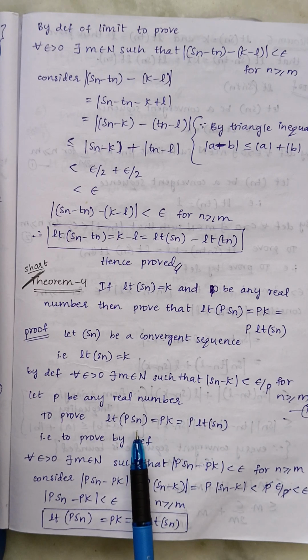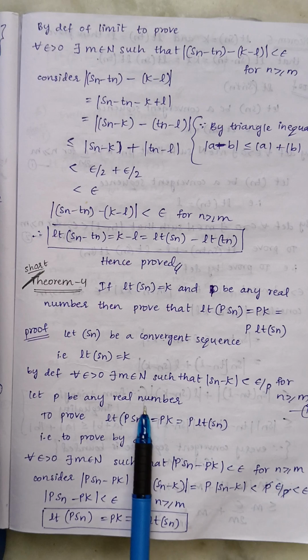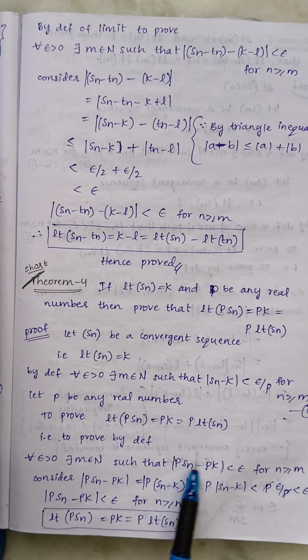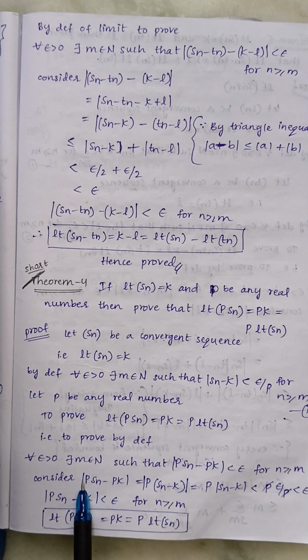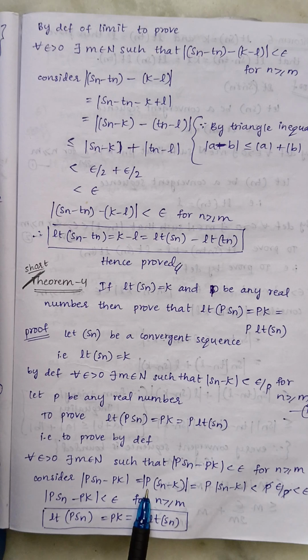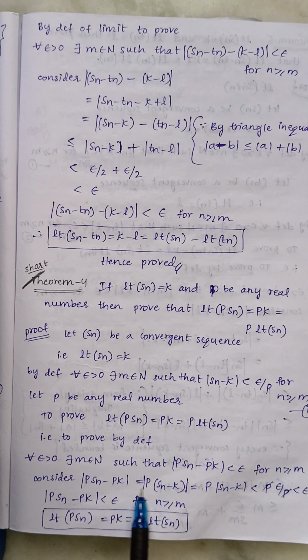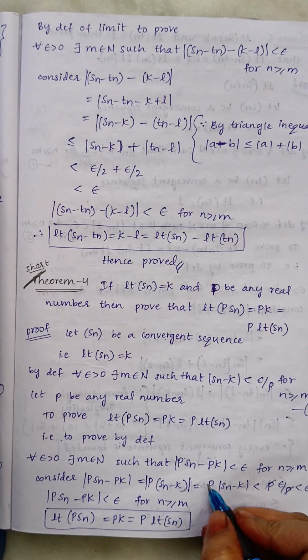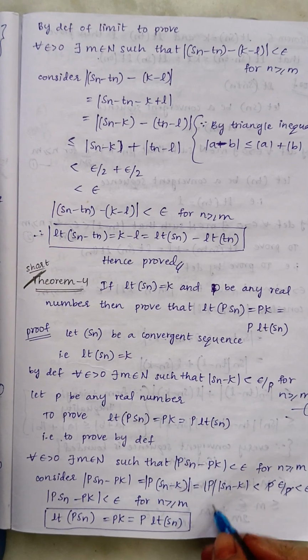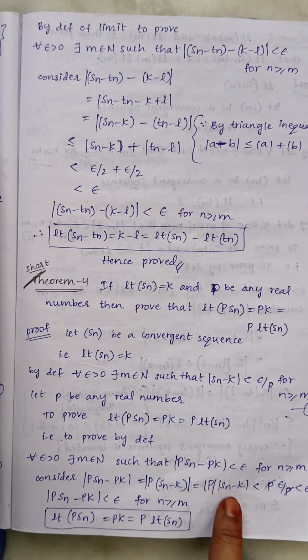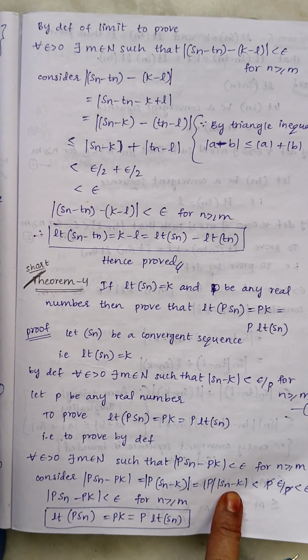For that, by definition, what do we need to prove? Modulus of p Sn minus the limit value pk is less than epsilon. To prove this, consider this part. Now take p as common from these two, and modulus of a into modulus of b means mod a mod b, of course, but mod p is nothing but p, and p into Sn minus k here.